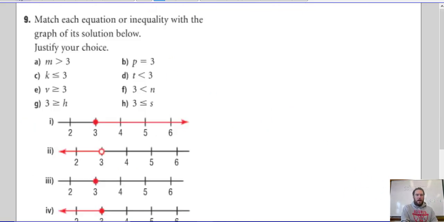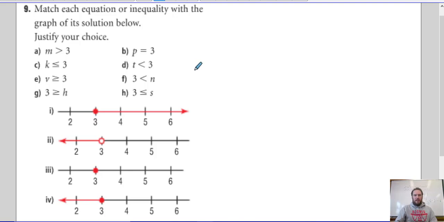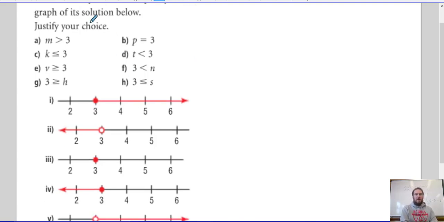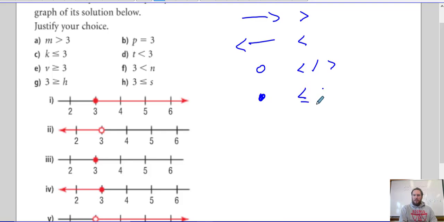Okay? So just one more thing, when we're trying to match these things, making sure that we can match them up properly is really important based on the symbol. So again, if I have an arrow going to the right, that is greater than. If I have an arrow going to the left, that is less than. If I have an open circle, again, that is less than or greater than, right? And if I have a closed circle, that's less than or equal to or greater than or equal to, because that's what those symbols mean.